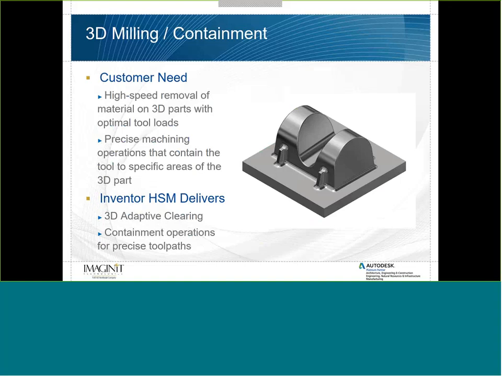So really from a 3D milling standpoint, the customer needs high-speed removal of material on 3D parts with the optimal tool load. You may hear some catchphrases there and already know where I'm going with that. Precise machining operations that contain the tool to specific areas of the 3D part. Because we're moving in 3D, where in 2D we're identifying edges or loops to follow, in 3D we've got the third dimension to worry about. So it's really more about tool containment so that I get the finished product that I'm expecting.